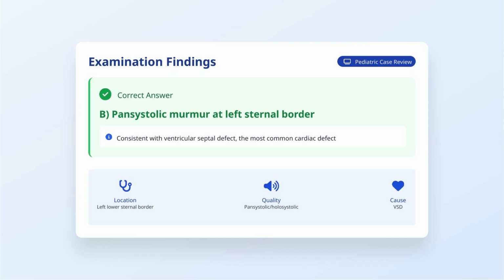This finding is consistent with a ventricular septal defect, which is the most common cardiac defect in Holt Oram syndrome. The murmur is typically heard best at the left lower sternal border and may be accompanied by a thrill. VSD is found in approximately 75% of patients with cardiac involvement.